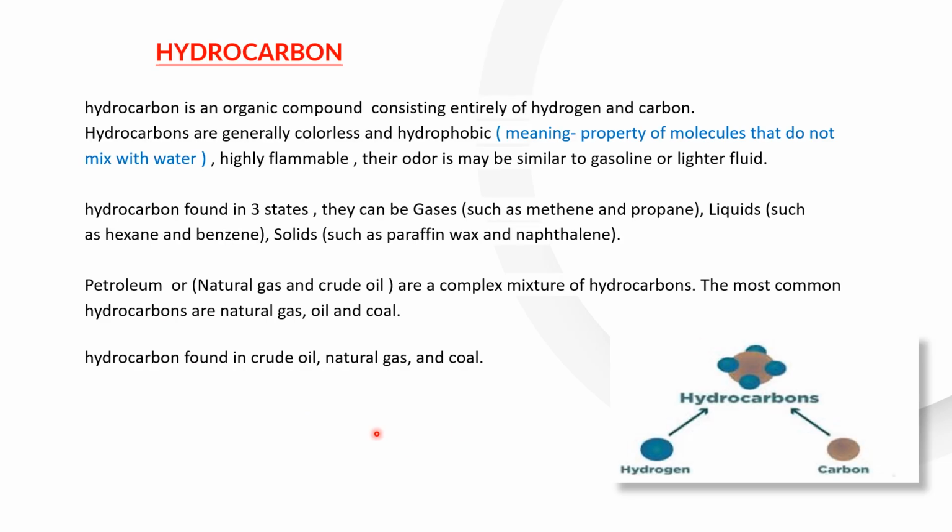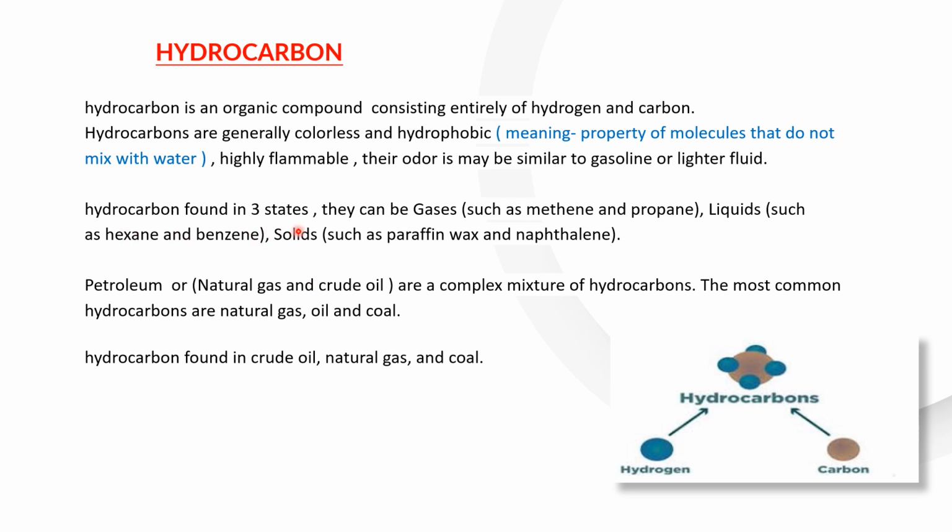The first one is hydrocarbon. What is hydrocarbon? Hydrocarbon is an organic compound consisting entirely of hydrogen and carbon. Hydrocarbons are generally colorless and hydrophobic. Hydrophobic means the property of molecules that do not mix with water. So hydrocarbons are hydrophobic, highly flammable. Their odor may be similar to gasoline or lighter fluid.